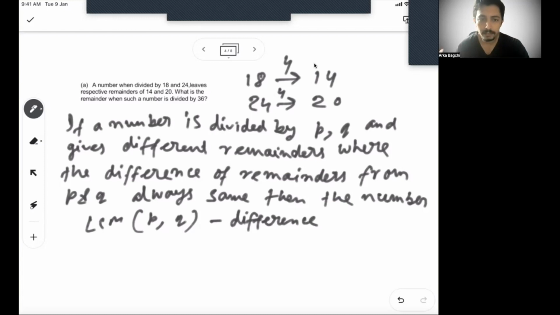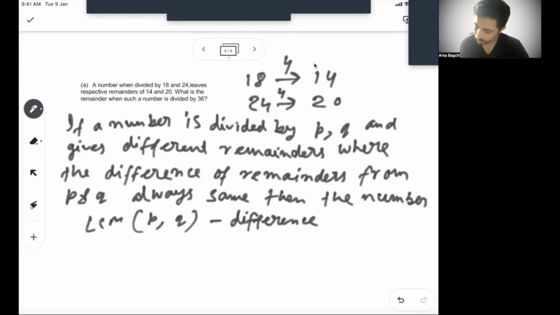We explained this earlier, but just for your refresher, we note this again. Here 18 and 24 are your P and Q, and the respective remainders are 14 and 20. We can see the difference of remainder from the divisor is constant. 18 gives 14 and 24 gives 20, so in both cases the gap is 4.